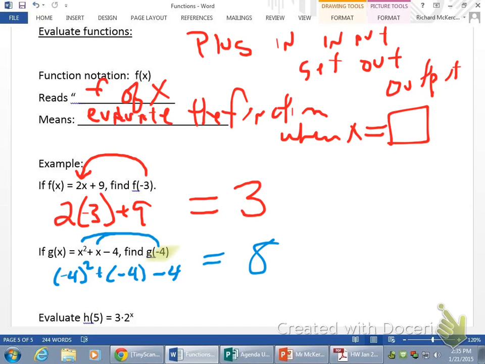Alright, and then the last one I want you to look at is, see the way this is written, h parentheses 5? That doesn't mean h times 5. It means h of 5, just like this was f of x. This is h of 5. So of course the 5 gets plugged in for the x. So I'm going to write that out as 3 times 2 to the 5th power. And again, follow your order of operations. And you end up with, oh, I forget what it is, 96.